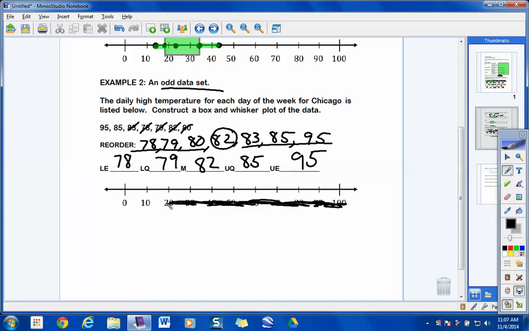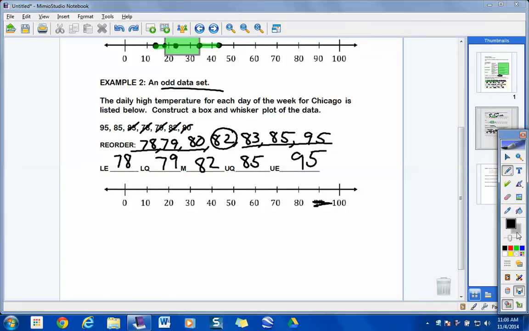Actually, I have a better idea. Let's just do this. Watch what I do here. You make a box. It's going to be white.